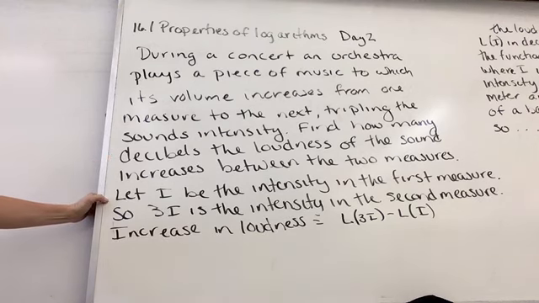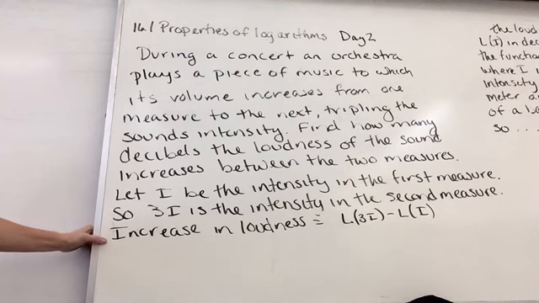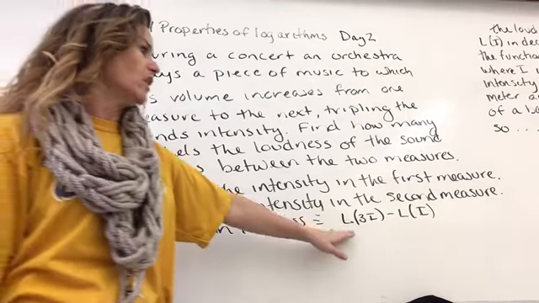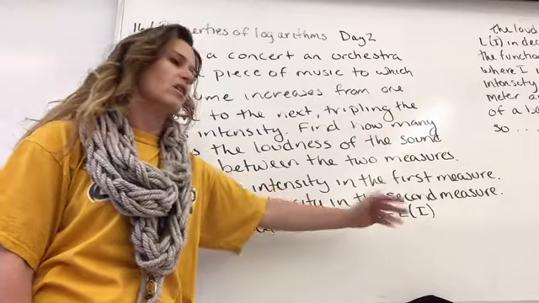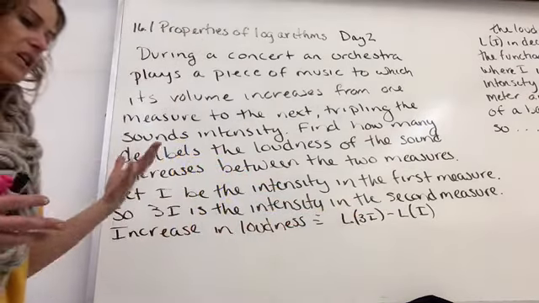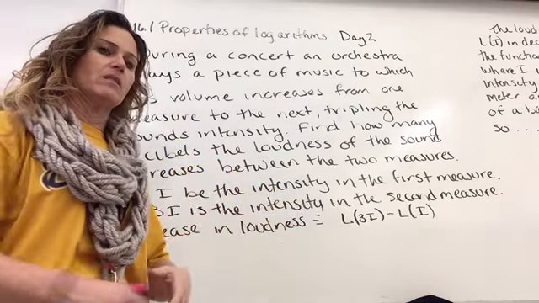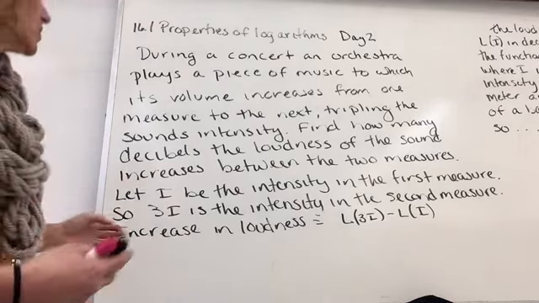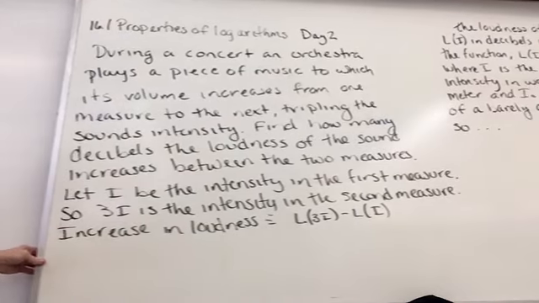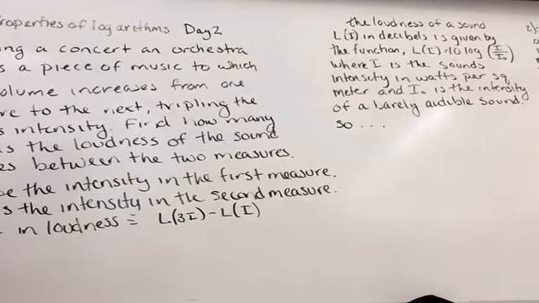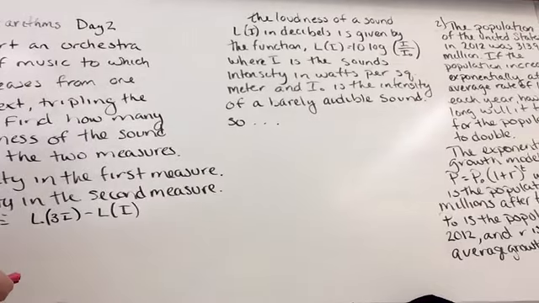Let I be the intensity in the first measure, so 3I is the intensity in the second measure. The increase in loudness would be L of 3I minus L of I. So if we take the second measure's loudness minus the first measure's loudness, we'll get the increase in loudness. So we're moving on to the same problem, haven't stopped.